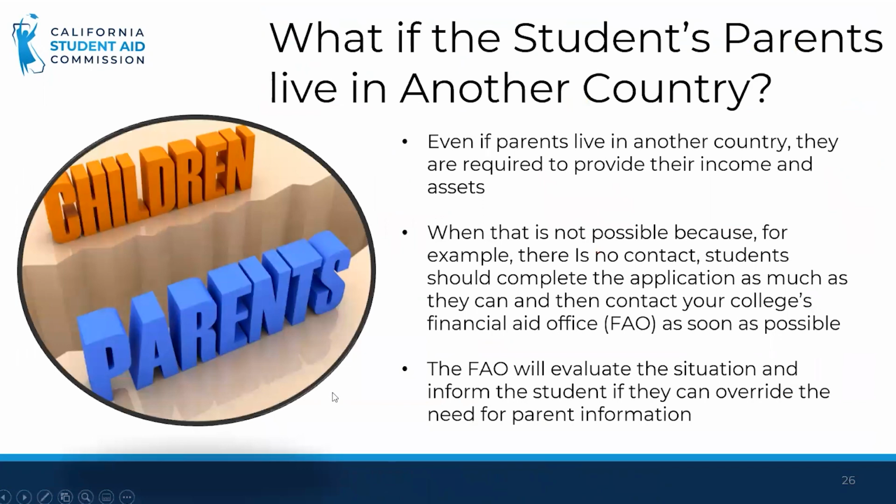What if a student's parents live in another country? Even if a parent lives in another country, they're still required to provide income and assets. And this is assuming that the student is in contact with that parent. If there's no contact between the student and the parent or parents, does that mean they can list grandma's financial information or their aunts or their boyfriends or the family that they're living with? No, it doesn't mean that. Unless they've been legally adopted, they still need to list the biological parent's information.